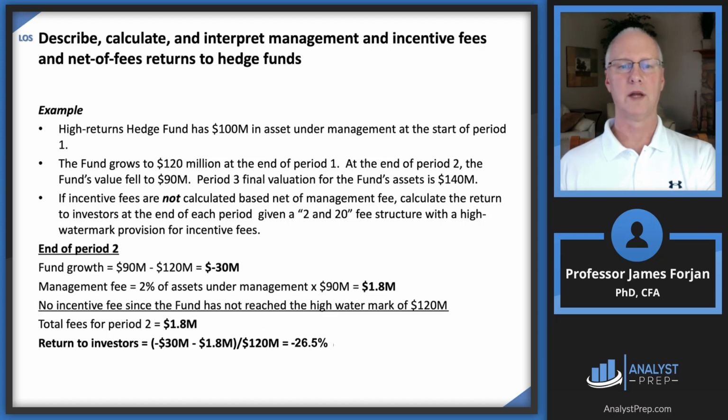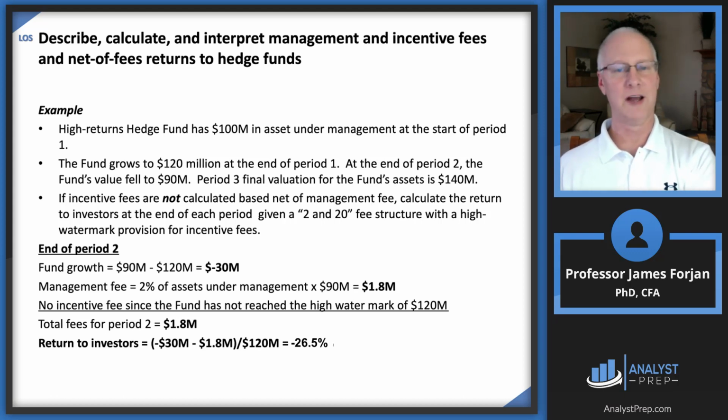Let's go ahead and look at period 2. So what happens? We lose $30 million in period 2. Management fee is going to be 2% of that 90 million, the value at the end. So there's 1.8. Now the high water mark was 120 million. So there's going to be no incentive fee paid when we go from the 120 down to the 90. So the total fees are just the 1.8 million.